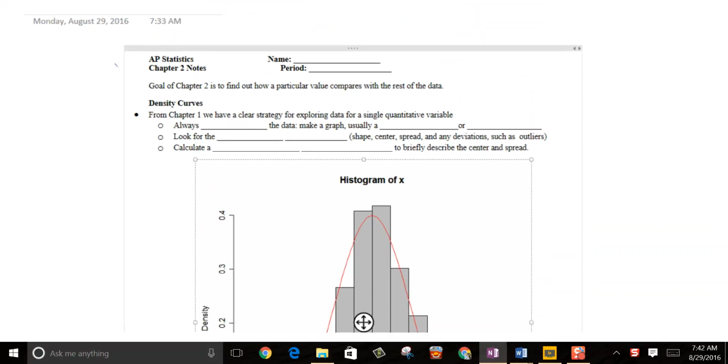Hi, AP Statistics. Today we're going to talk about the first page of Chapter 2 notes. The goal of Chapter 2 is to find out how a particular value compares to the rest of the data. There's a couple sections we're going to talk about. The first one is density curves.